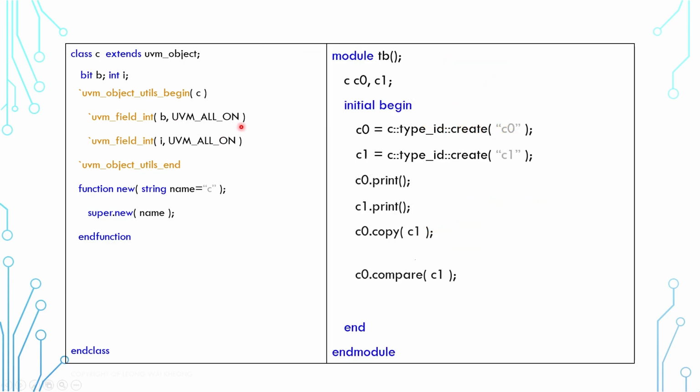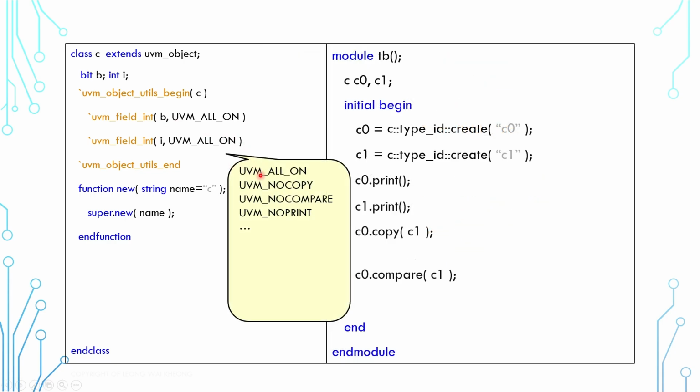And now the second part, the flag. These are some of the flag values. UVM_ALL_ON means that I want these member variables to be included in all the functions. UVM_NOCOPY means that I want these member variables to be excluded from the copy function. The UVM_NOCOMPARE means to exclude it from the compare function, and the UVM_NOPRINT means to exclude it from the print function.